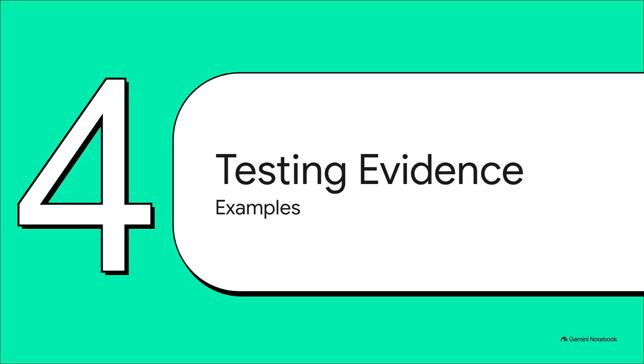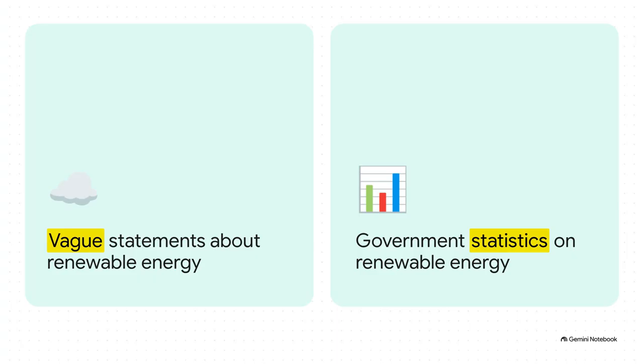Time to put that toolkit to the test in section 4, testing the evidence. Let's look at a quick example. Imagine you're reading 2 essays that both claim we need to switch to renewable energy. The claims are totally equal, but the first essay just uses vague statements like windmills are really good for the earth and everyone likes them. Well, okay.